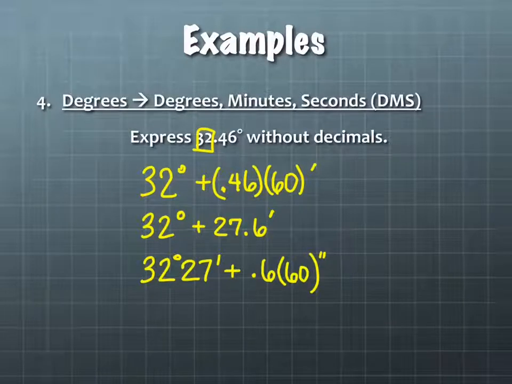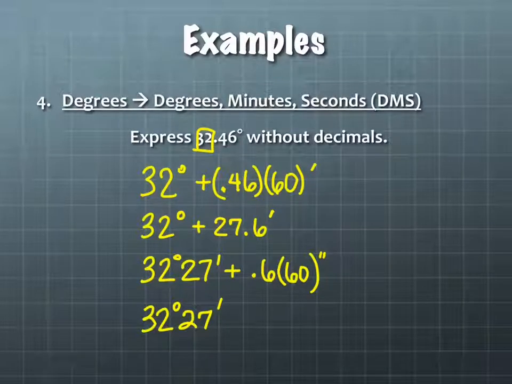Now again, this should be more than half, right? 0.6 times 60 should be more than 30. So if your calculator is giving you something else, you've probably entered it in there wrong. So I've got my 32 degrees, 27 minutes. And what is 0.6 times 60? 36. 36, even? Yes. Excellent. 36 seconds.